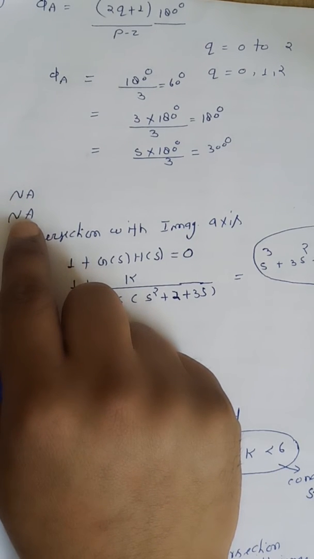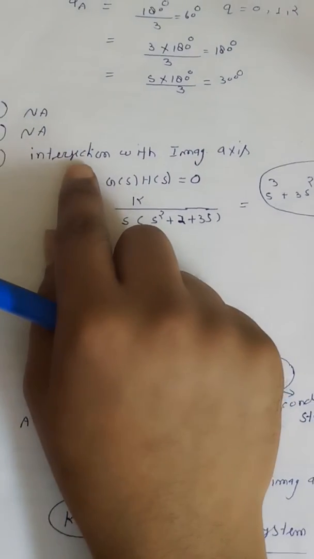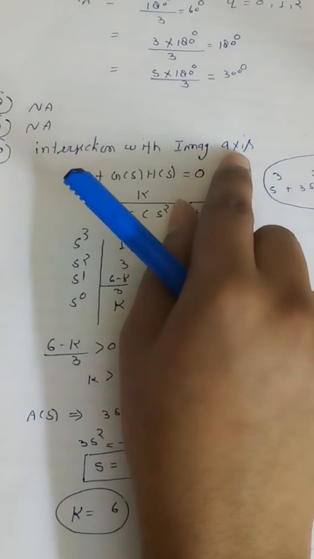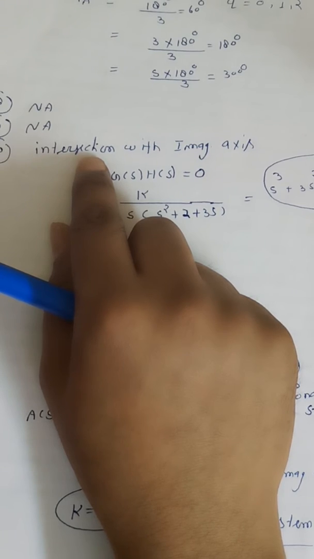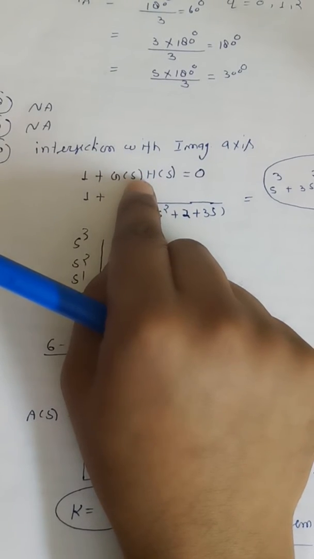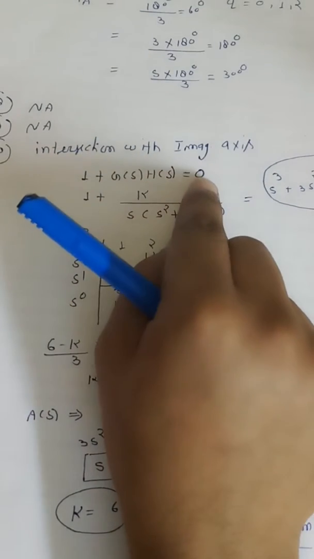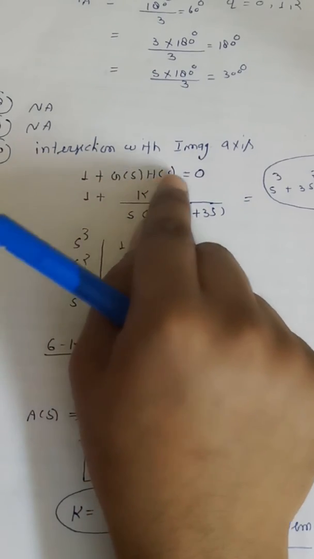We don't have any complex zero. So we cannot calculate the angle of arrival at a complex zero. So according to the last rule, we will calculate the intersection with the imaginary axis. How can we calculate the intersection of the root locus with the imaginary axis? With the help of the Routh-Hurwitz criteria, using a characteristic equation. So first we will define the characteristic equation with the help of 1 plus G(s)H(s) equal to 0.